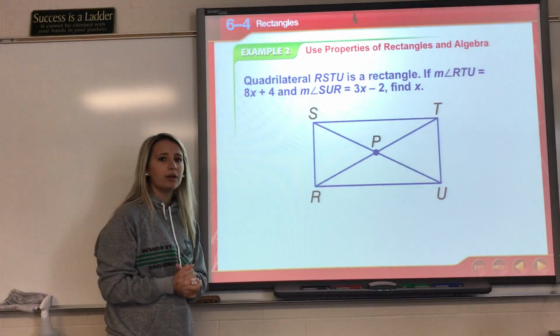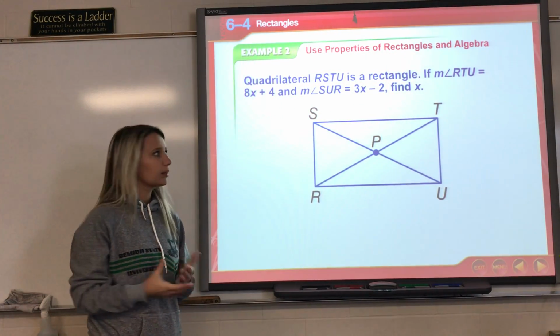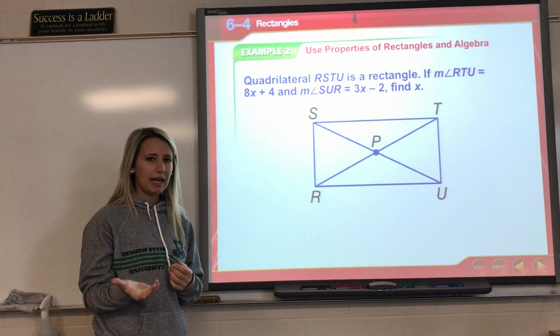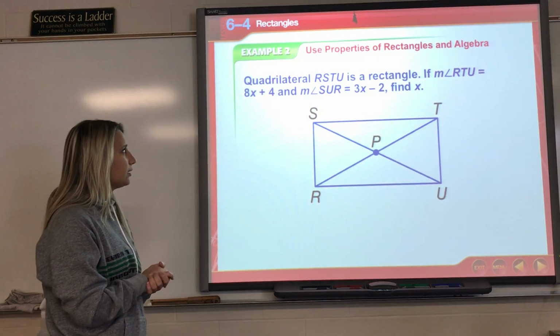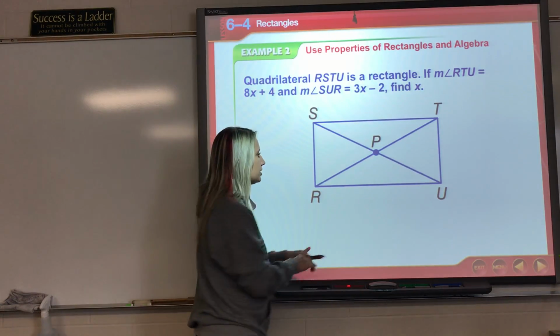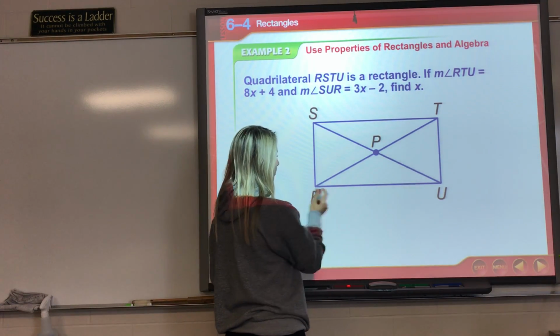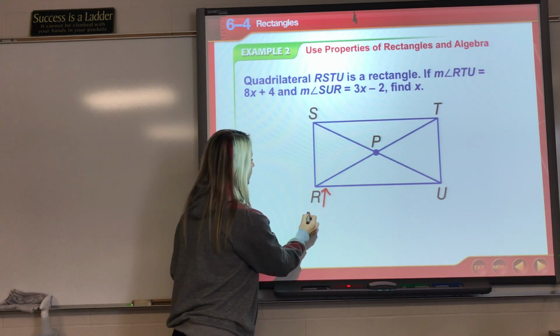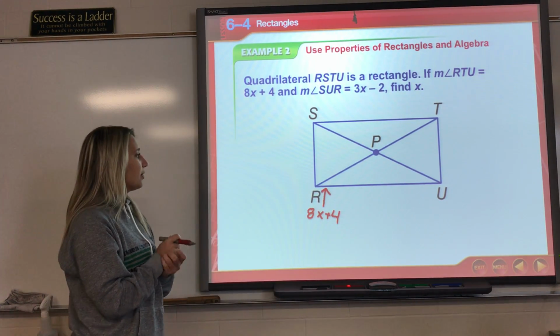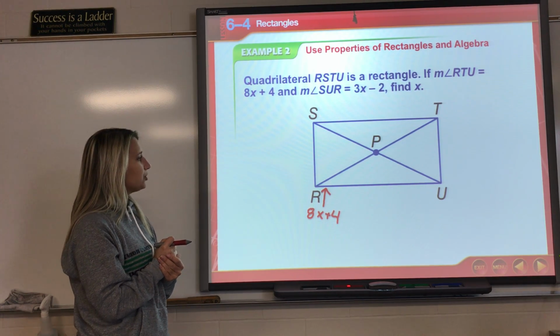Next example, a little more algebra. We have some variables in here. Now we're talking about angles. It gives us the measure of angle RTU. RTU is right here, and we have 8x plus 4. Then it also gives us angle SUR. Oops, sorry, this isn't right here. This is over here.